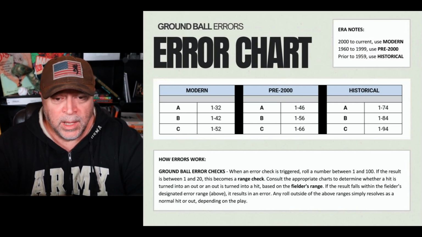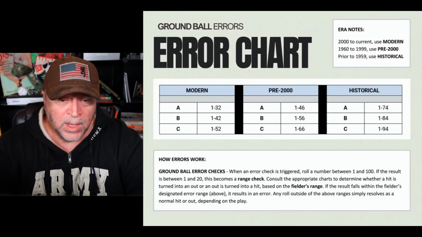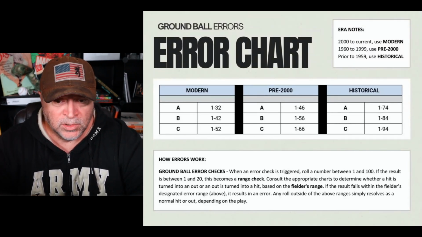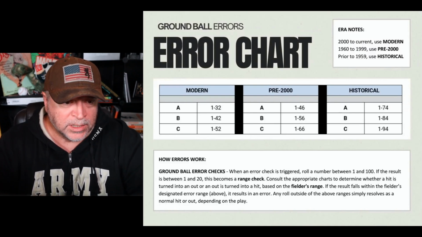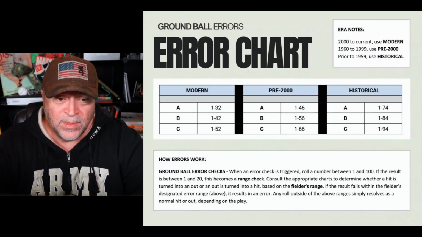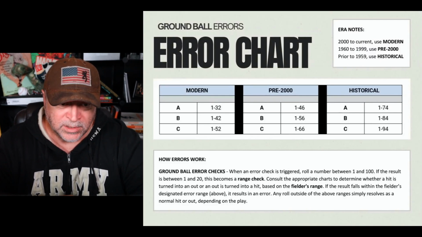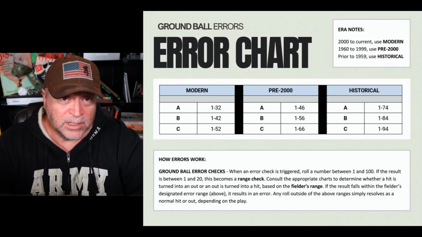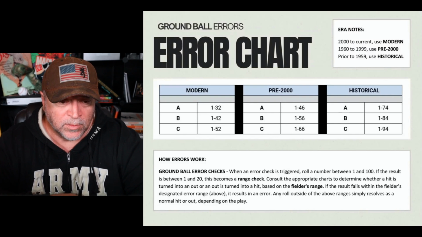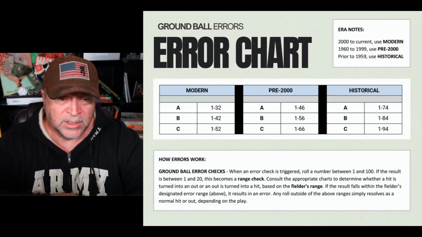So if you hit a ground ball, and we're looking at this chart, you can see in the upper right-hand corner, it has 2000 to current, use the modern column, 1960 to 1999, use the pre-2000 column, and prior to 1959, I need to change that to prior to 1960, use the historical column. So the updated PDF you'll be downloading will have that little error correction. Now, you can see the modern, the pre-2000, and the historical. You have the error ratings, which are A, B, and C for each player. And you can see on a ground ball, these are for ground balls. You can see in the modern era, 1 to 32 would be an error for an A. In the pre-2000 era, for an A, 1 to 46. And historical for an A, 1 to 74.